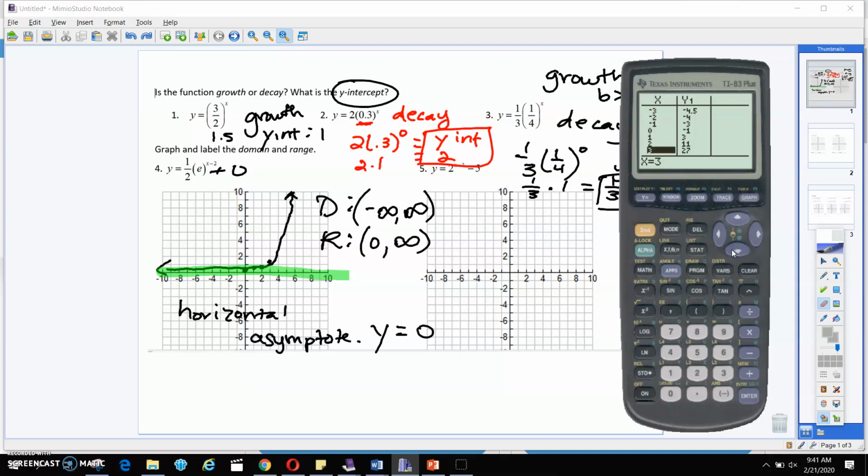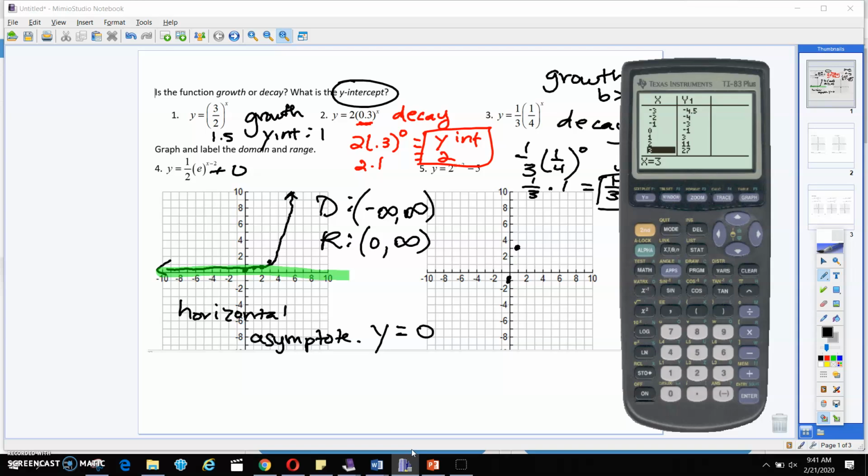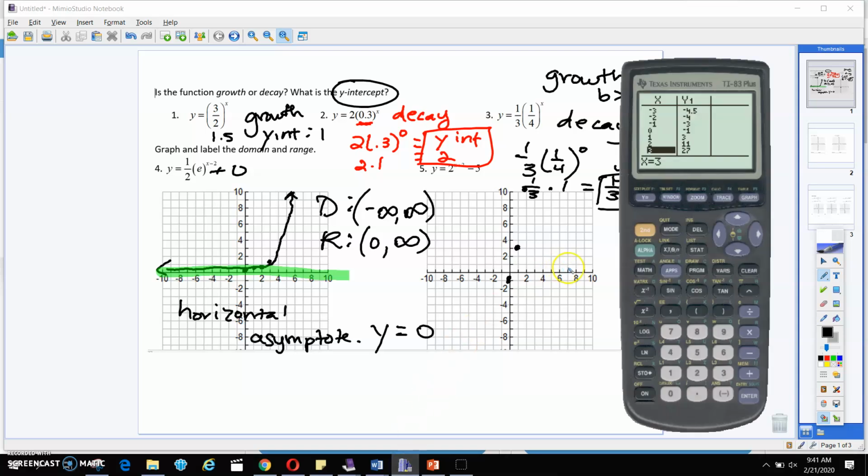Okay, so now you're going to plot these points. So you've got a point at 0, 1. You got a point at 0, negative 1. You got a point at 1, 3. 0, negative 1, 1, 3. You got a point at 2, 11. And you also got a point at negative 2, negative 4.